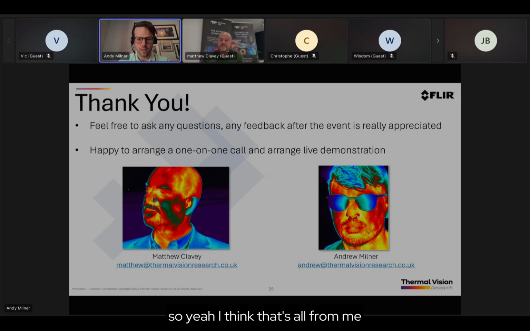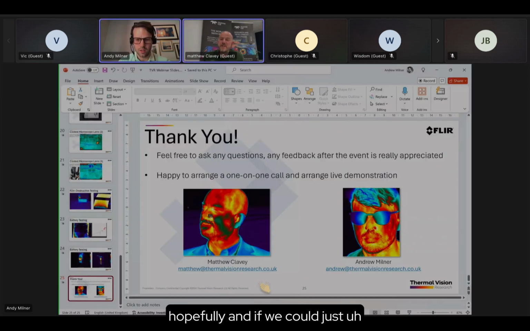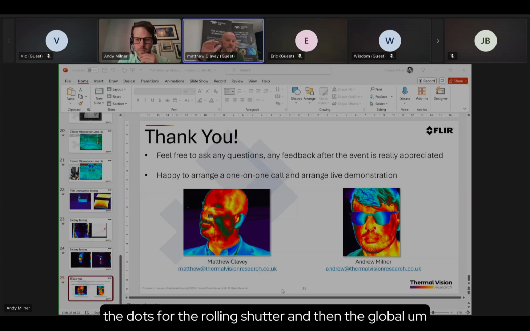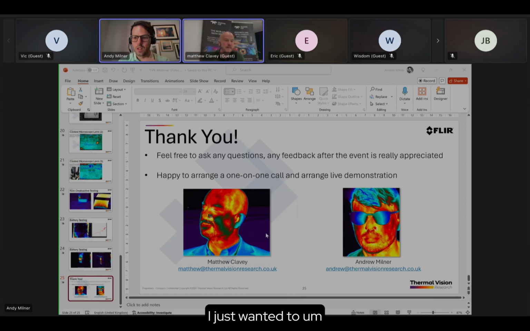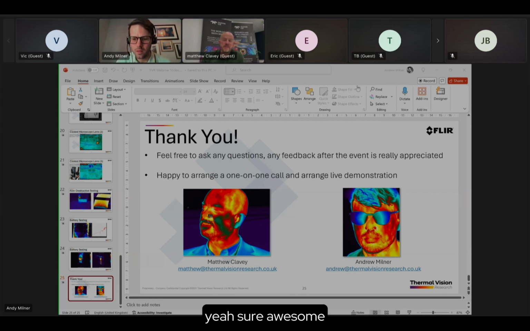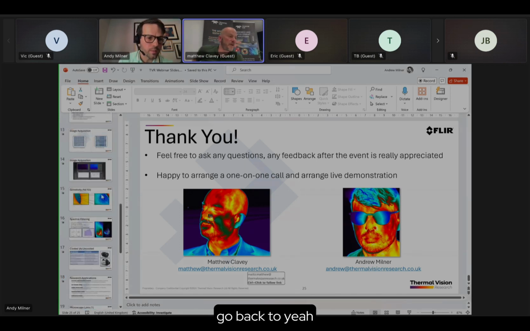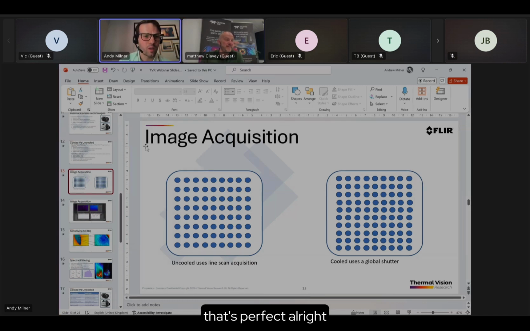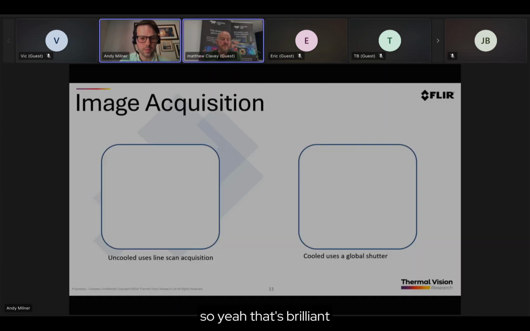So, yeah, I think that's all from me. Could we go back to the slide that shows the dots for the rolling shutter and then the global? I just wanted to quickly mention something on that. Yeah, sure. Is it still sharing? It's still sharing. Yeah, perfect. Matthew, you're the expert, so if I've missed anything, by all means. If we just present that one, that's perfect. I think to do the animation, I'll just have to go back and present it. So I'll do it from that one there. Brilliant. Okay, thank you.